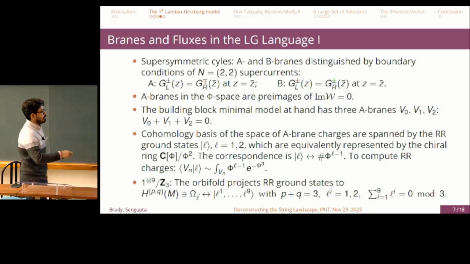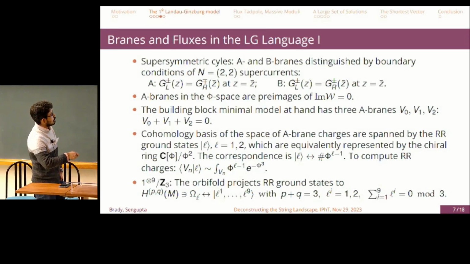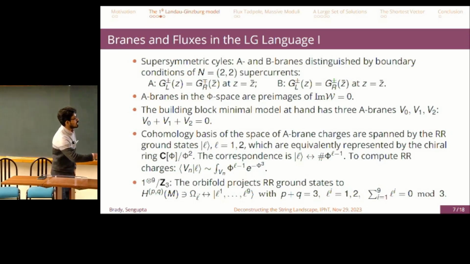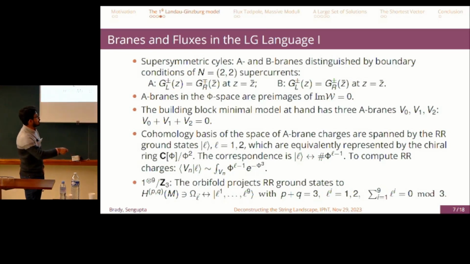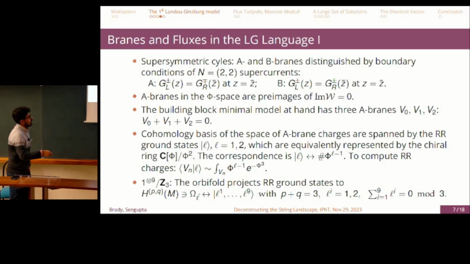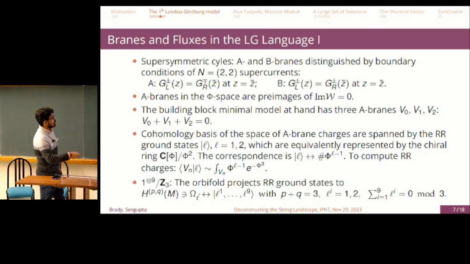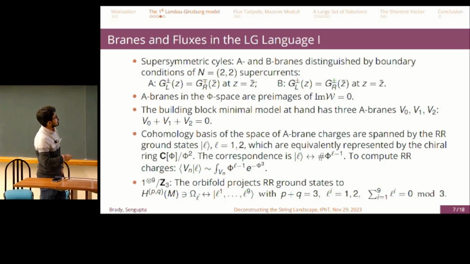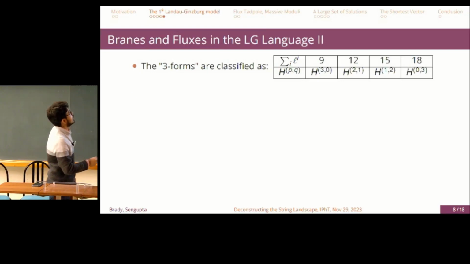And without going into more details, I'll just simply state the result that the H^{p,q} with p plus q equal to 3 is given by ground states of this kind with this condition imposed, where the sum of the l_i's has to be 0 mod 3. So you can either get 3 or 6 or 9 or 12 or all the way up to 18, I think. Yes. You get 9, 12, 15 and 18.